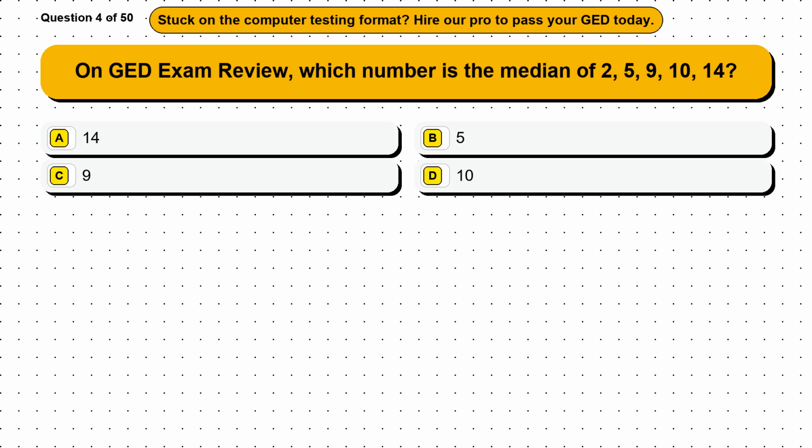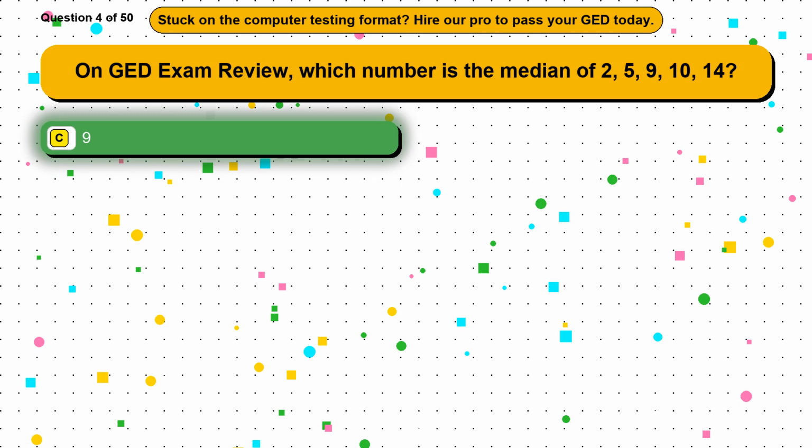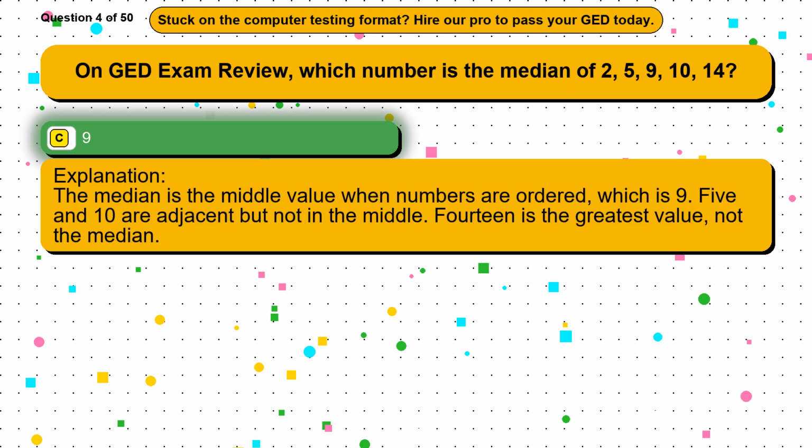Question 4. On GED Exam Review, which number is the median of 2, 5, 9, 10, 14? Option A, 14. Option B, 5. Option C, 9. Option D, 10. The correct answer is option C. 9. The median is the middle value when numbers are ordered, which is 9. 5 and 10 are adjacent but not in the middle. 14 is the greatest value, not the median.